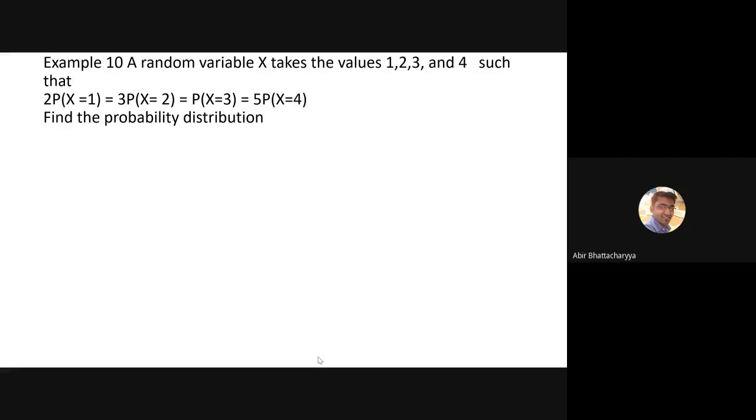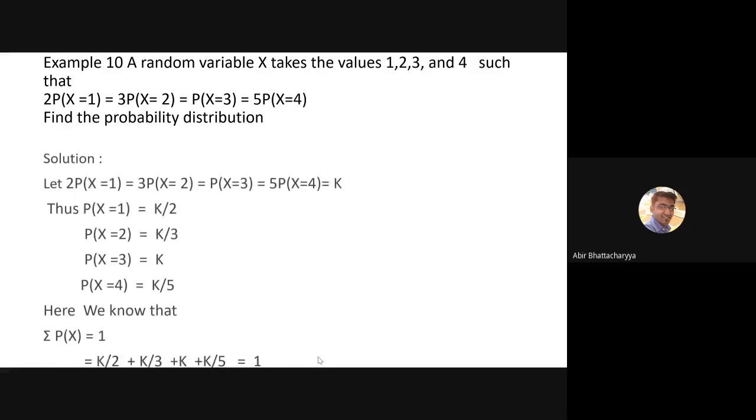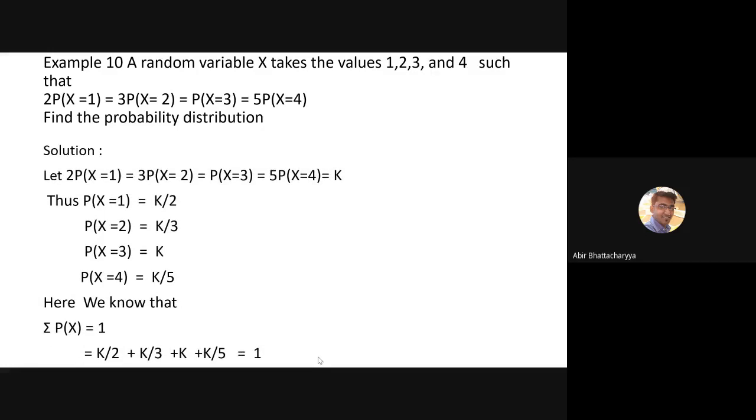All right. So what we have to do here? We will assume this equals k. Whatever the equation is given to you, you have to assume this equals k. Now, if I assume this equals k, automatically from this equation, I will get probability of x equals 1 is k by 2. Similarly, x equals 2 is k by 3, x equals 3 is k, and x equals 4 is k by 5.